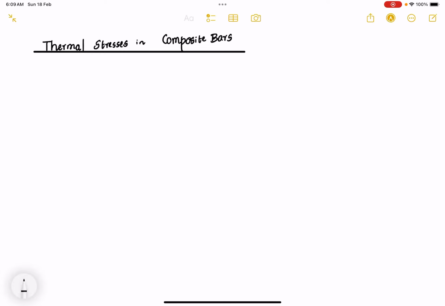Hello everyone. Today we are going to discuss the concept of thermal stresses in composite bars. Before we jump into the concept, I think it would be a good idea if we recapitulate the concept of thermal stresses first before we get into the topic of thermal stresses and composite bars.